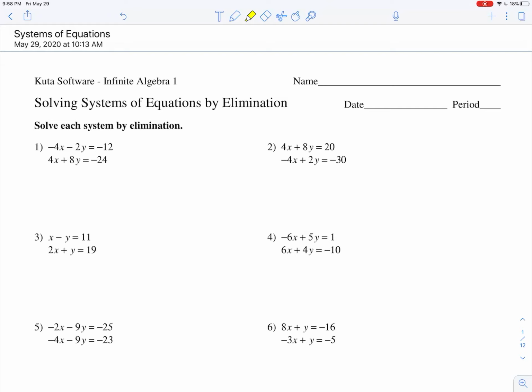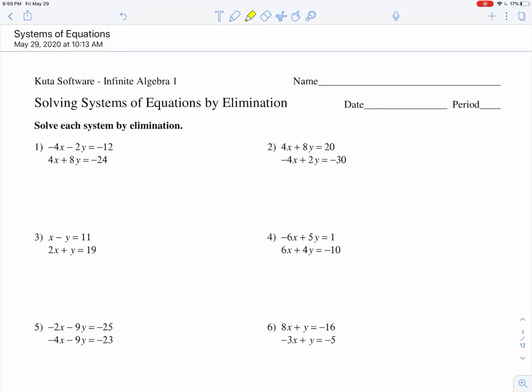I am making this video because I know systems of equations can be a very confusing concept, and especially with distance learning, I wasn't able to cover all of the things about systems of equations that I would have liked to had we been in school. So I just want to walk you through a few examples using each of the methods for solving systems. These are all going to come from the worksheets that were assigned this week.